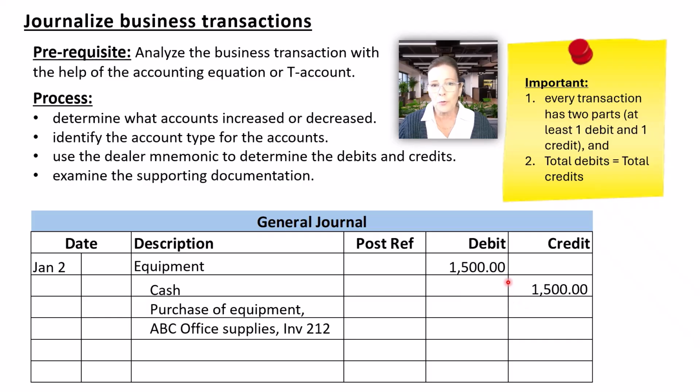And finally, enter a short but concise description on the third line into the description column. In this example, it is purchase of equipment, ABC office supplies, invoice 212. It's really important that you remember that every transaction has to have at least two parts, at least one debit and one credit, and the total debit amounts must equal the total credit amounts. Let's practice this concept with the help of Eli's consulting services.